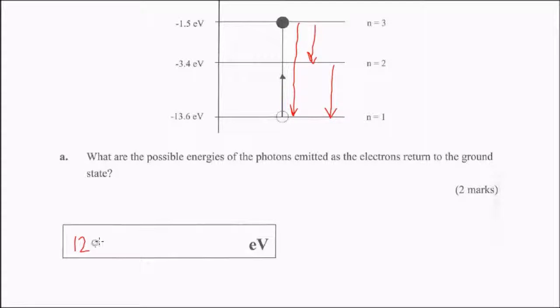So 12.1 is one, 1.9 is another, and 10.2 is the third one here. So those are the 3 possible transitions.